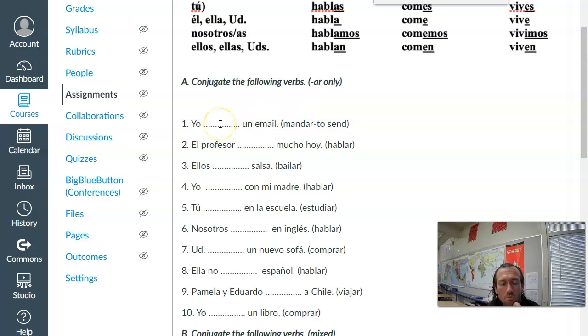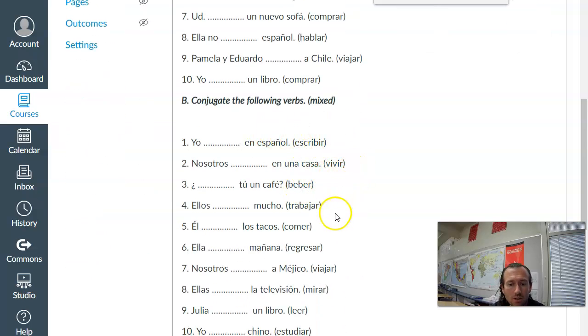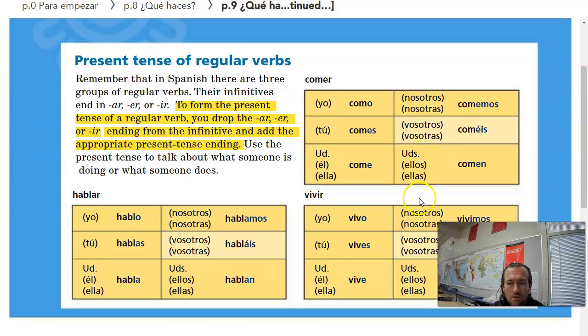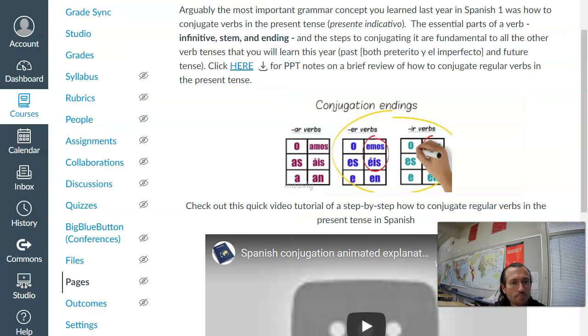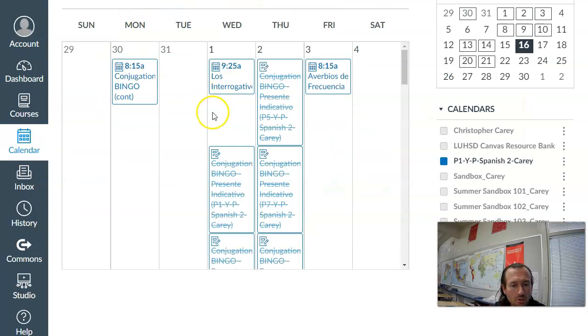Conjugate mandar in the yo form. Yo mando un correo. Conjugate hablar in the él, ella, usted form. Since you're talking about the teacher. El profesor habla mucho hoy. Conjugate bailar in the ellos form. Ellos bailan salsa. Part A is AR verbs only. Part B is a mixture of AR, ER, and IR verbs. So remember not to mix up those endings. Your endings for AR, ER, and IR verbs. So submit both of those into Canvas.